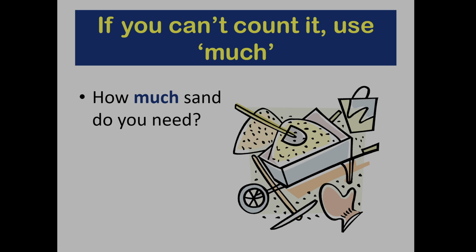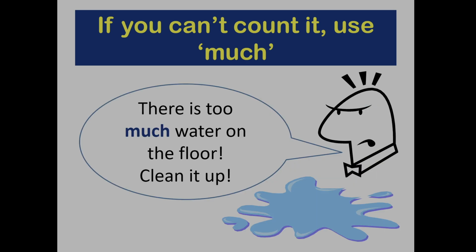Let's move on. Now we have the other side. Here we have: if you cannot count it, use much. For example, sand. Sand is uncountable, so we cannot use many, but we use much. How much? How much sand do you need? Much. Let's see it. Now we have water. Water is uncountable, so we use much. There is too much water on the floor. Clean it up. Much water. Water, uncountable. Much water.